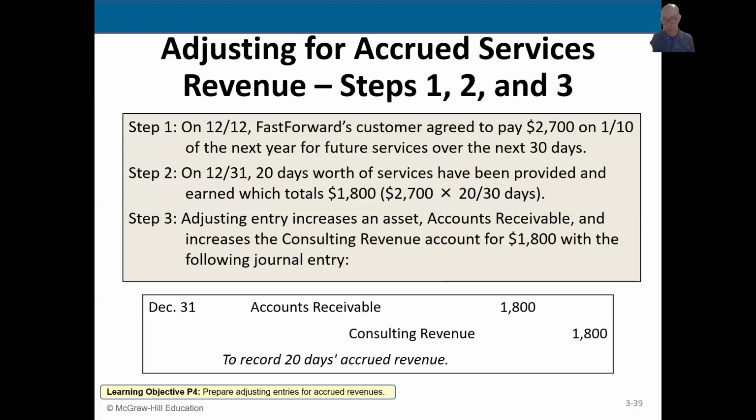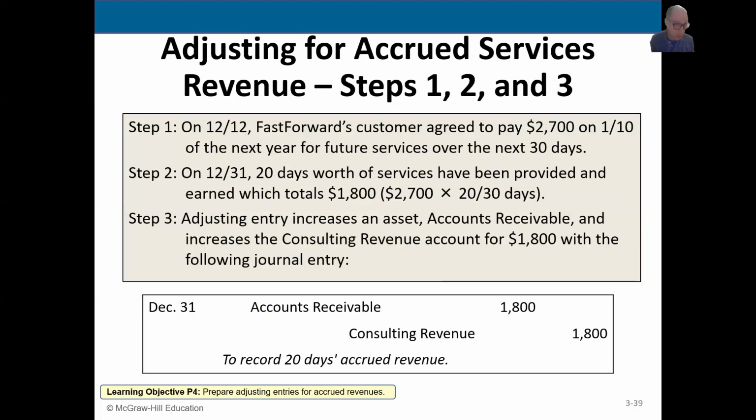On December 31st, we recorded 20 days worth of service that we provided to that customer, which is earned. So, how do we figure out how much that is? We take the $2,700 contract amount times 20 out of the 30 days. So 20 over 30 times 2,700. That means we earned a total of $1,800 for the month of December.